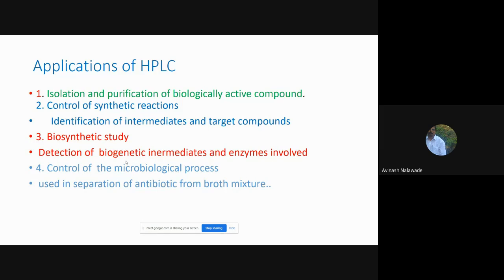Then the control of synthetic reactions. Particularly when a reaction is happening, if the reaction is very fast, then you are not able to separate and identify the intermediate. So identification of the intermediate and the target compound can be done by HPLC. Then in the case of biosynthetic study, detection of biogenetic intermediates and enzymes involved. It is the most important use of HPLC in biosynthetic study.